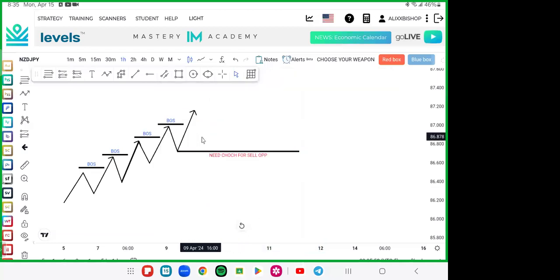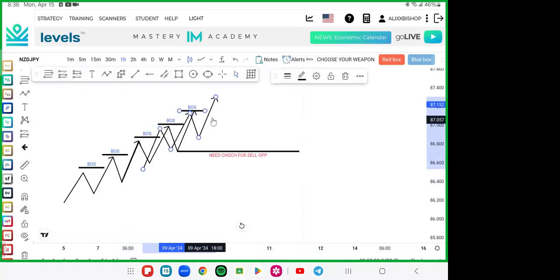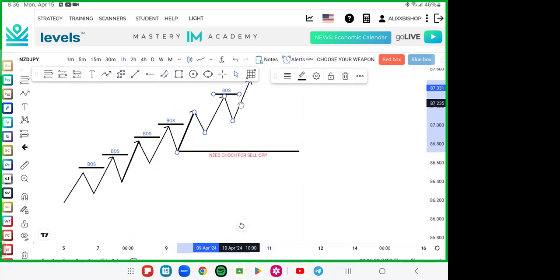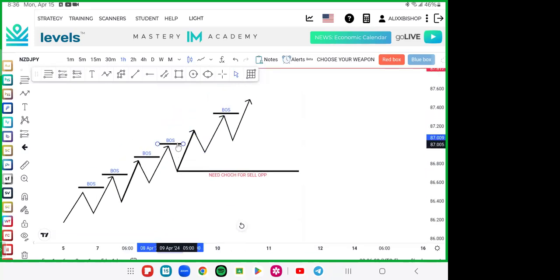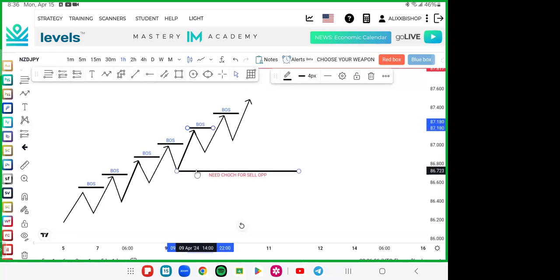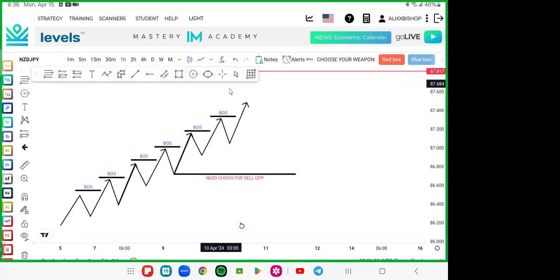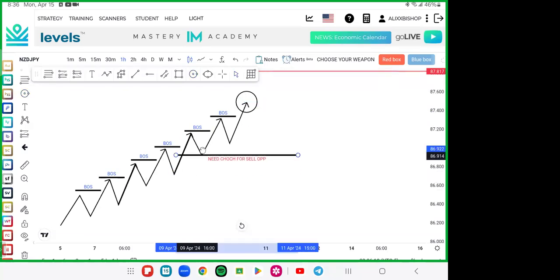Boom. Right. So let's just say the market does its thing and just continues to buy. Awesome. Where's my closest low to live price? Live price is right here right now. So I need this at my closest low.